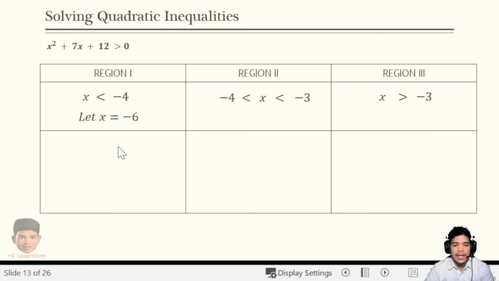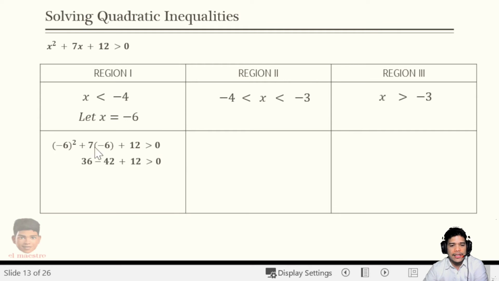I-substitute this here sa lahat ng value ng x. So, mayayari, magiging negative 6x squared plus 7 times 6 plus 12. Then, 36 minus 42 plus 12. So, add and subtract. That will become 6 is greater than 0. Is 6 greater than 0? True or false? True. So, meaning, true yung first region natin. Remember that one.